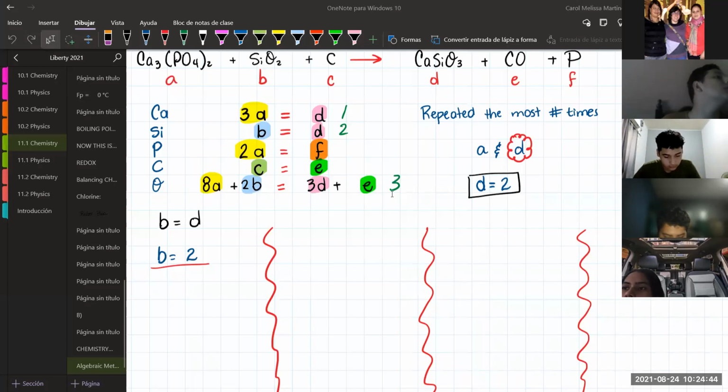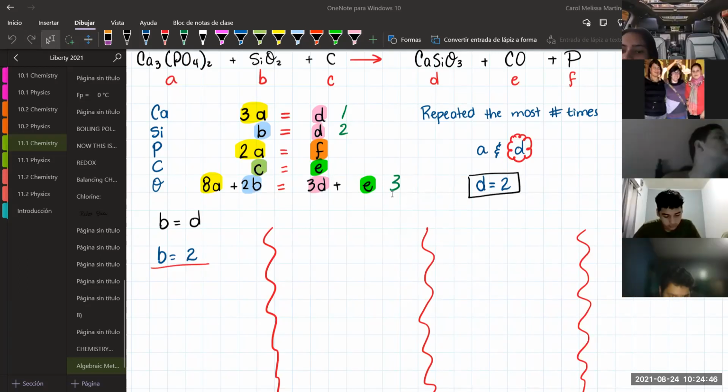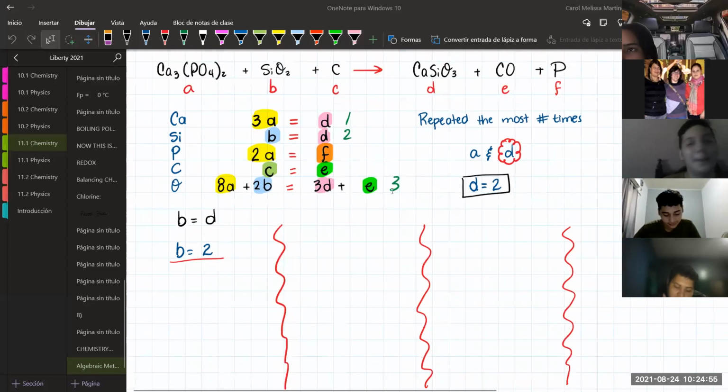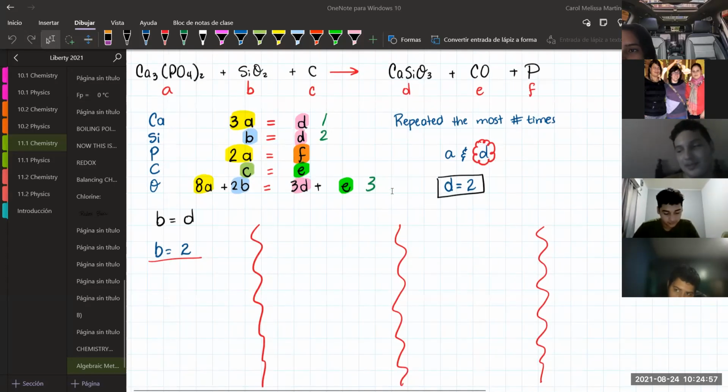And with this, we find another value. So I'm going to start writing my letters here beside. I will write A, B, C, D, E, and F.